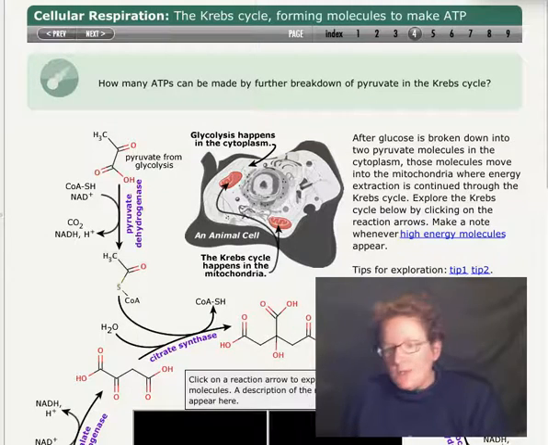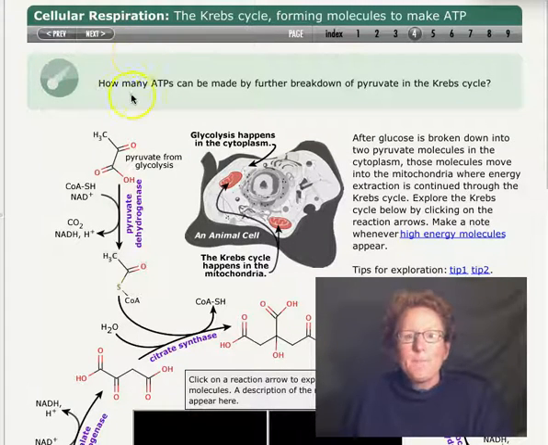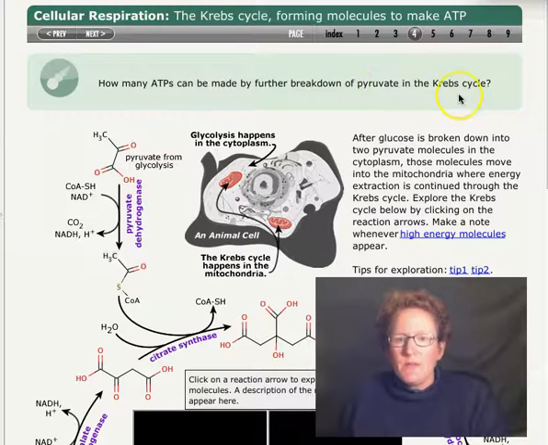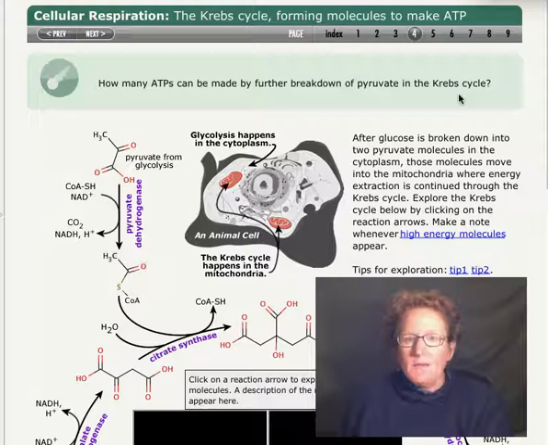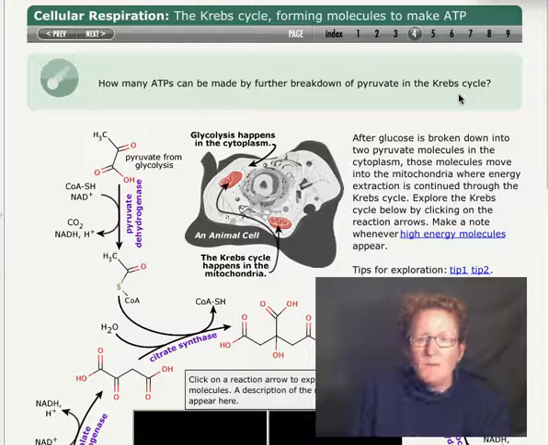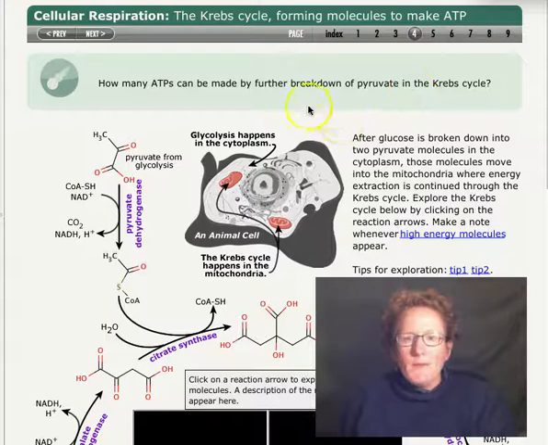So the big question on page 4 here is how many ATPs can be made by further breakdown of pyruvate in the Krebs cycle. Remember, in glycolysis, kind of the end of glycolysis is this molecule called pyruvate. And pyruvate is the end product of glycolysis. It's happening in the cytoplasm. That's always sort of the gooey stuff that's in between everything in the cell.